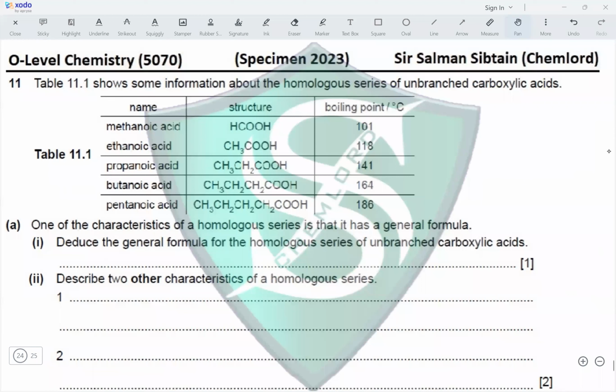Question 11. Table 11.1 shows some information about the homologous series of unbranched carboxylic acids. Okay, their name is given, their structures are given, and their boiling points are given. One of the characteristics of a homologous series is that it has a general formula. Part 1. Deduce the general formula for the homologous series of unbranched carboxylic acids. So the general formula for a carboxylic acid is CnH2n+1COOH. Next, describe two other characteristics of a homologous series.